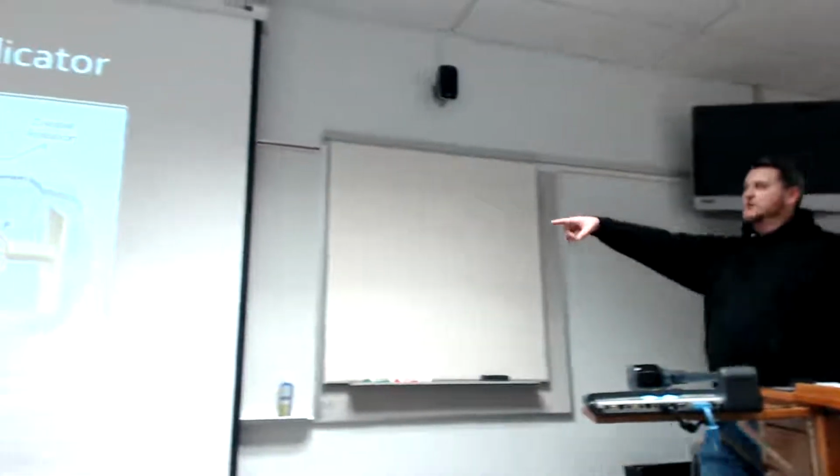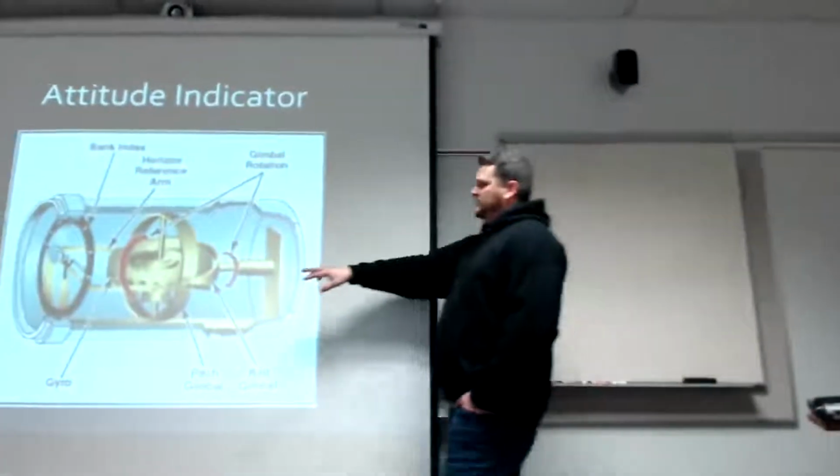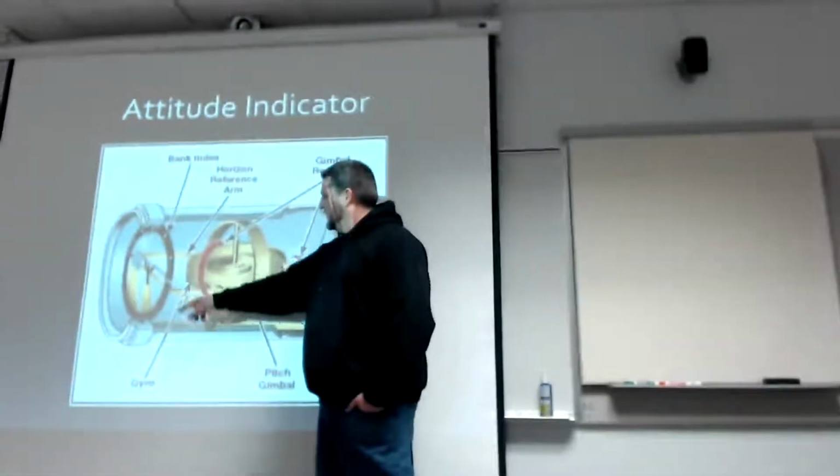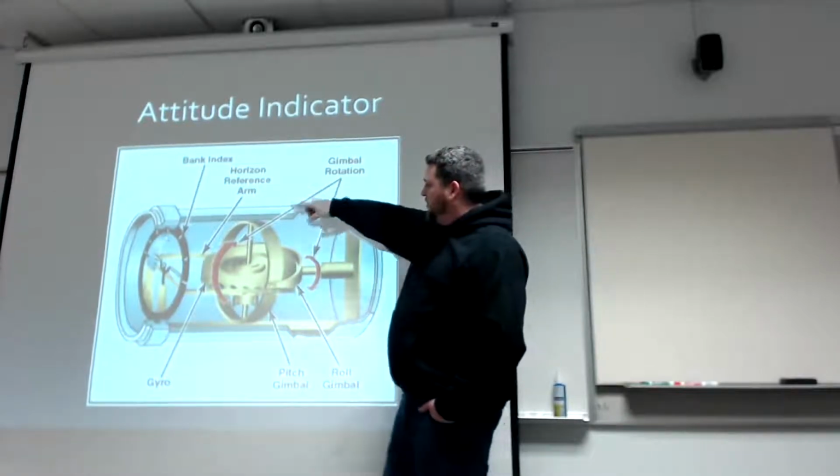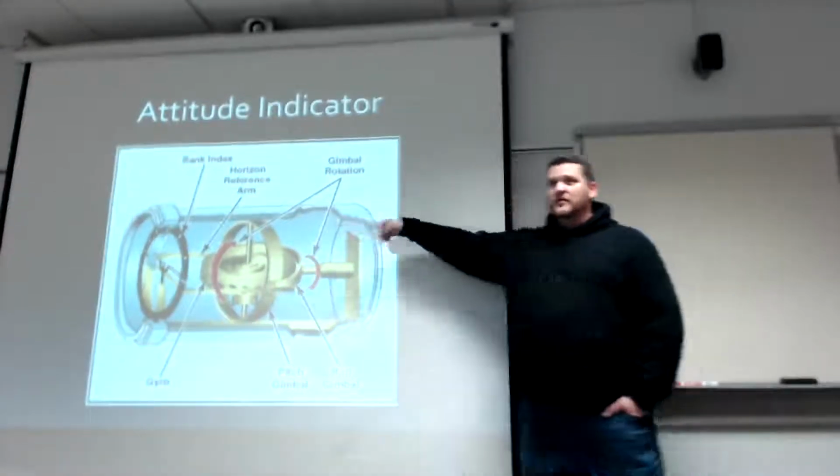Here's your attitude indicator. So you can see the gyro in there, and it does provide you the fins. So you have an idea. Air is being drawn through, and it's just spinning the gyro around.